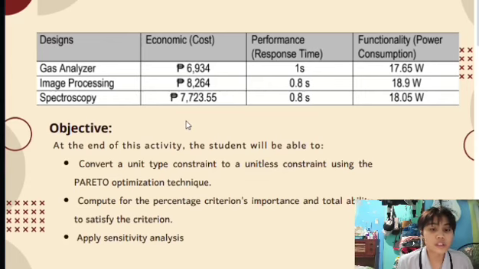Everyone, in this task, we compare three designs which are the gas analyzer, image processing, and spectroscopy. Each of these designs has three criteria which are the cost, response time, and the power consumption. Each of these designs is measured using different units which makes it difficult to directly compare them. So in order to solve the problem, we employ Pareto optimization technique.